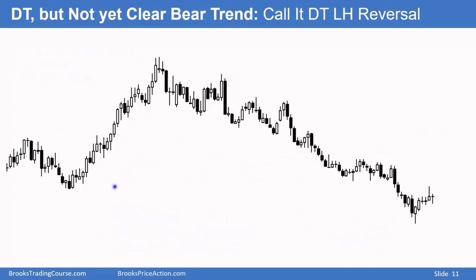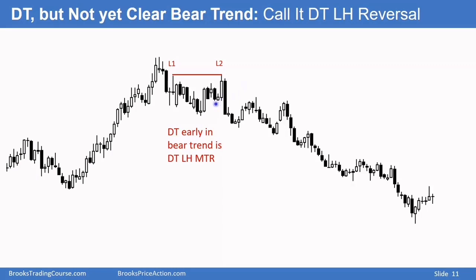Sometimes you get a double top in a bull trend, and maybe it's a bear trend, but it's not clear yet. It doesn't matter. You trade it the same way, whether it's a double top reversal or a double top bear flag. Here we have a bull trend, a bear breakout, lower high, major trend reversal, and it's also a double top. So it doesn't matter if you want to say we're already in a bear trend and it's a double top bear flag. You can call it a double top reversal. Doesn't matter. You trade them the same.